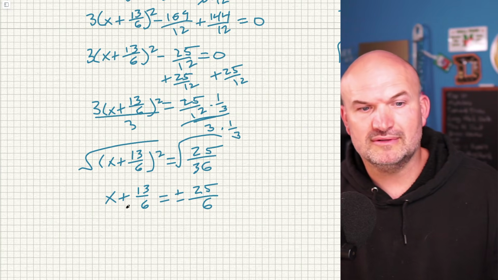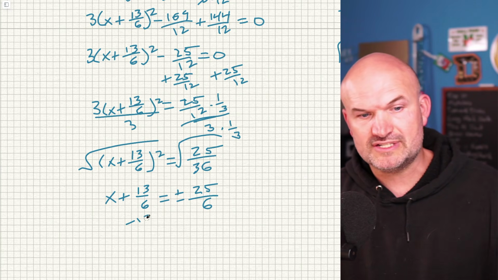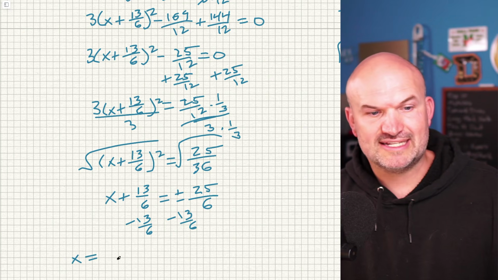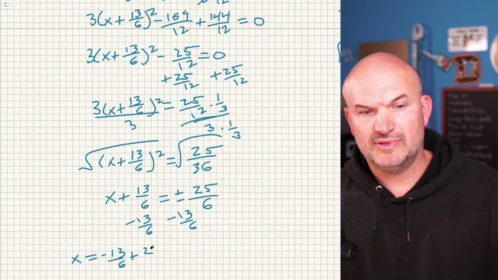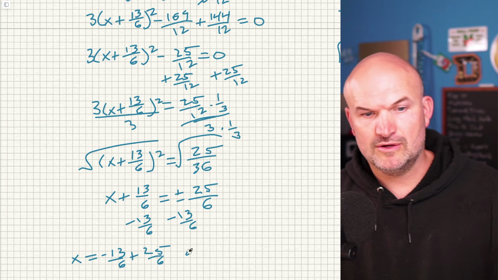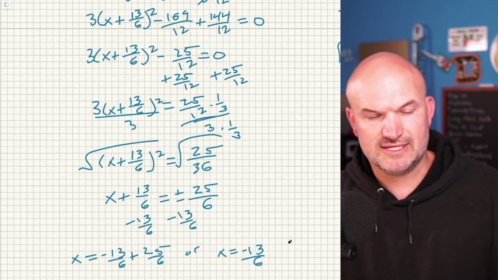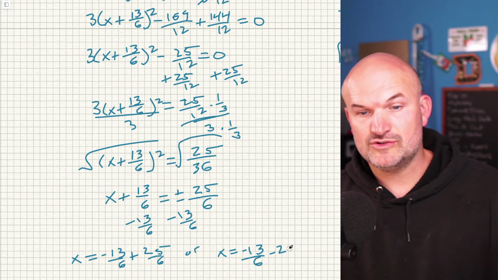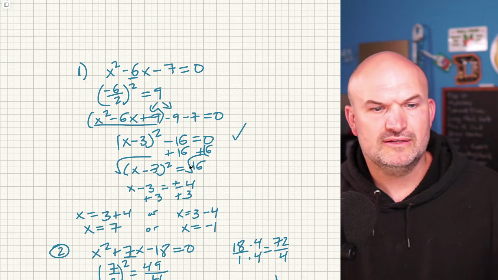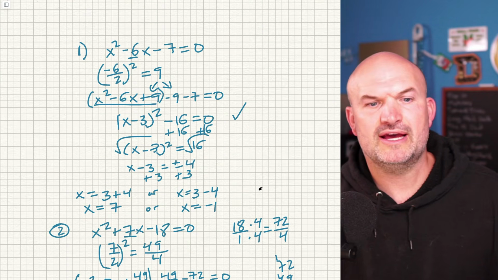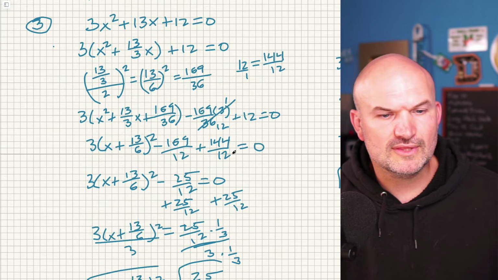So therefore, now I can subtract 13 over 6 on both sides. And what I get is x is equal to negative 13 over 6 plus 5 over 6, or x equals negative 13 over 6 minus 5 over 6. Just want to make sure I did this at the original one. Did I subtract plus 3? Yeah, okay, I did that. Okay.